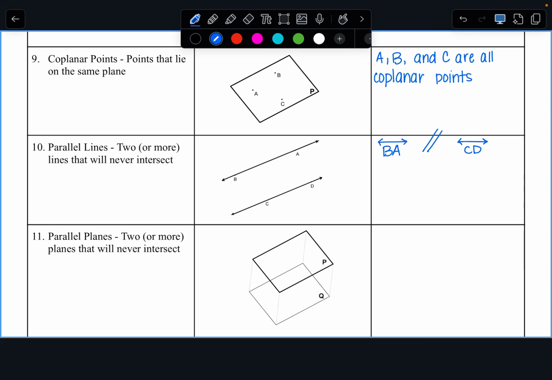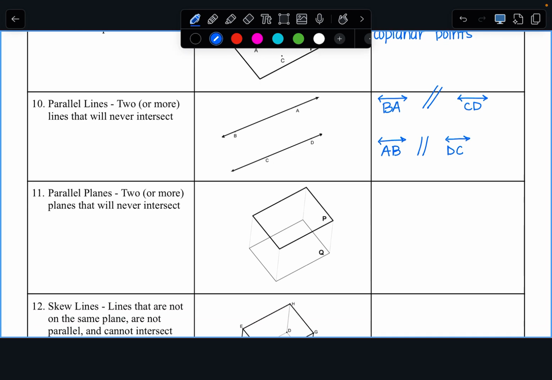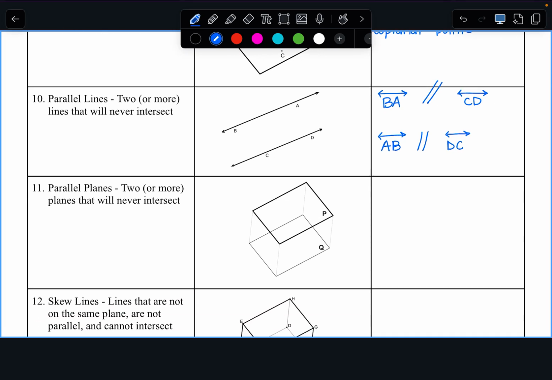They're these two diagonal lines. Sometimes they're vertical, but as long as they're parallel lines. You can also write that as AB is parallel to DC. It's okay if you put them in the opposite order, it's just showing that they are on that line.